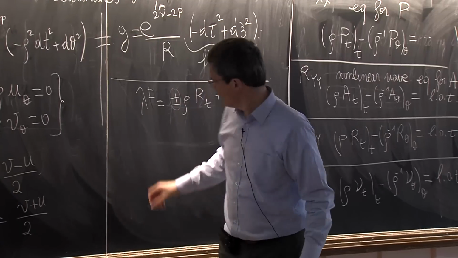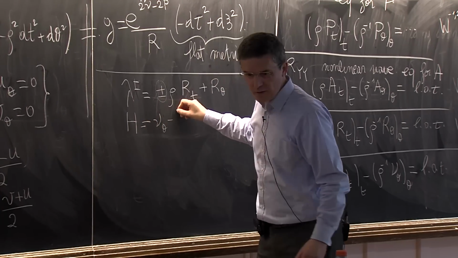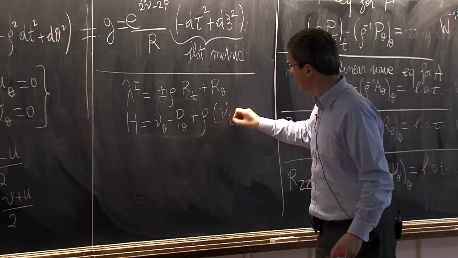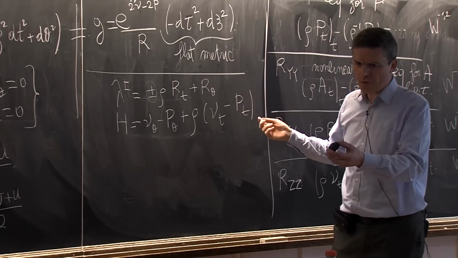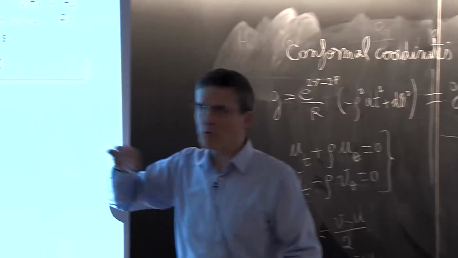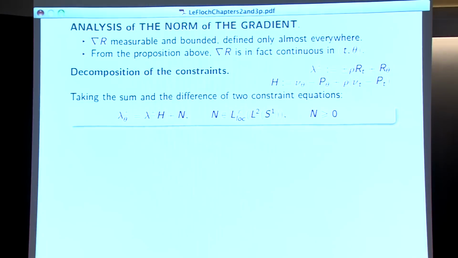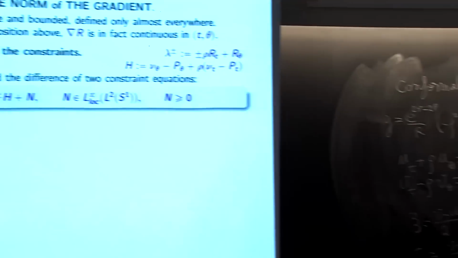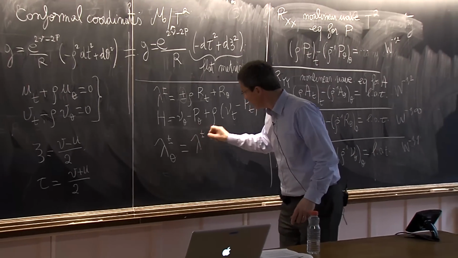You also introduce this quantity, capital H, which is nu theta minus p theta plus rho nu t minus p sub t. Okay, so you introduce these two functions, and you look at the Einstein constraints, the two Einstein constraints that looked quite long and complicated before. Then they turn out to have this very nice form: the theta derivative of each of lambda plus and lambda minus is equal to lambda plus or lambda minus.